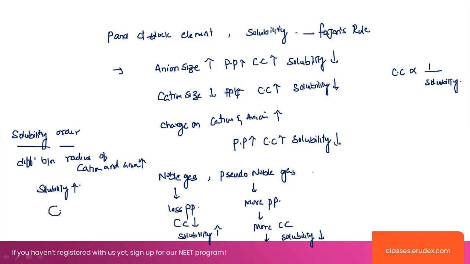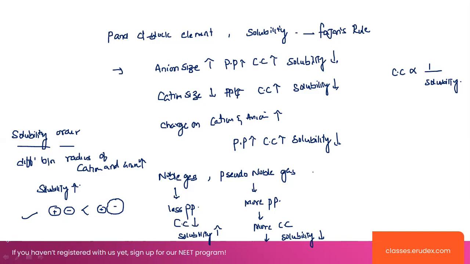So look, we are taking a positive charge, and here both have the same charges. And here we are taking the cation as small size and the anion as large size. Then this will have more solubility. Based on this only, we will say the increasing order of solubilities here.